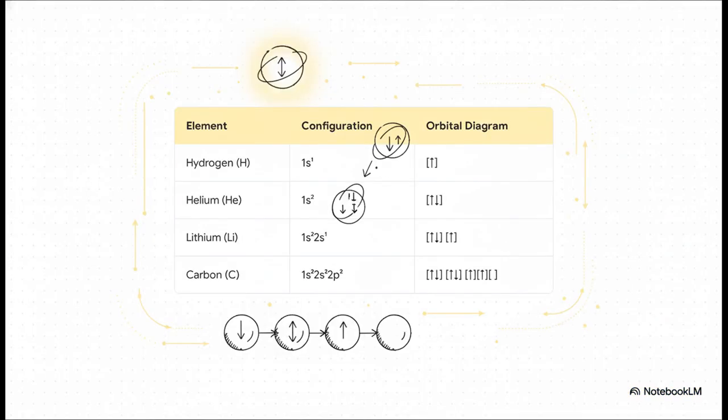Hydrogen has 1 electron, so it goes to the lowest floor, 1s. That's the Aufbau principle in action. Now helium adds a second electron. It goes into that same 1s room, but see, it has an opposite spin. That's the Pauli exclusion principle.